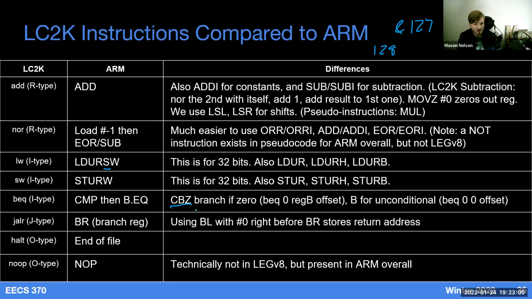And I don't know if it's in LEGv8, but we might also have a BRL, which would branch to a register, but also link to a register. And that would be the true analog to Jailer.